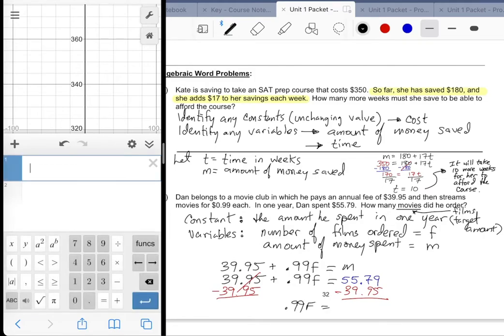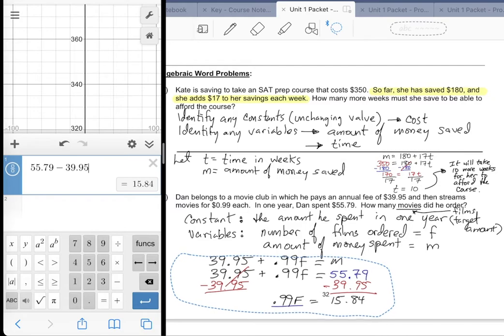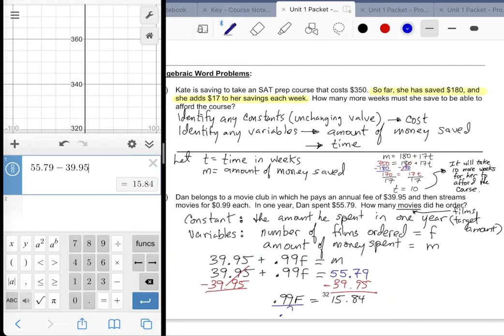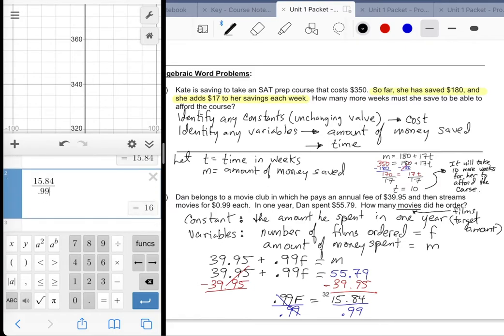So, 55.79 minus 39.95. Oops. 15.84. Divide both sides by the 0.99. Just gonna move some stuff up a little bit. All right, so 15.84 divided by 0.99, and we're gonna get 16. So how many movies did he order? So answer the question the way they asked it.